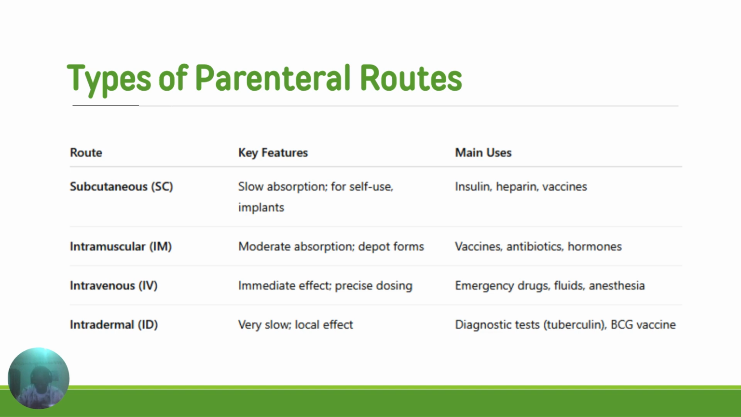Then you have intravenous. One good feature of this intravenous route is it induces a very immediate effect. It's very, very precise in terms of dosing. So it's usually applied for emergency drugs, fluids, and anesthesia. Then you have intradermal, which is very slow. It has a local effect. It's commonly applied in diagnostic tests and BCG vaccines.